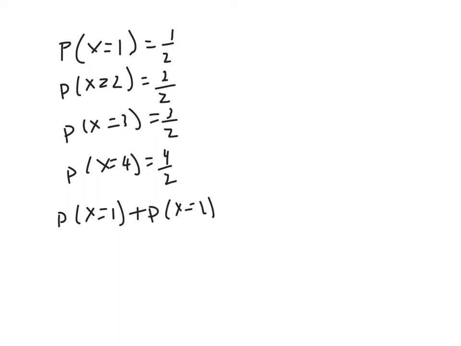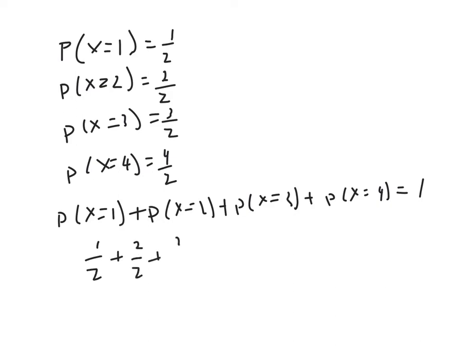But we also know that the probability that x equals 1 plus the probability that x equals 2 plus the probability that x equals 3 plus the probability that x equals 4 is 1. That exhausts all the possibilities. So 1 over z plus 2 over z plus 3 over z plus 4 over z equals 1, which means that 10 over z equals 1, which means z equals 10.